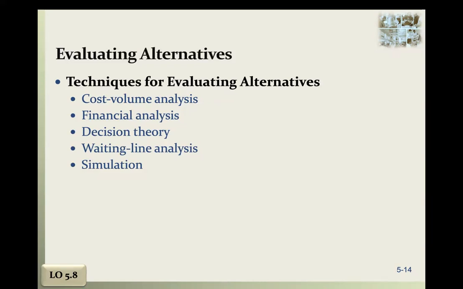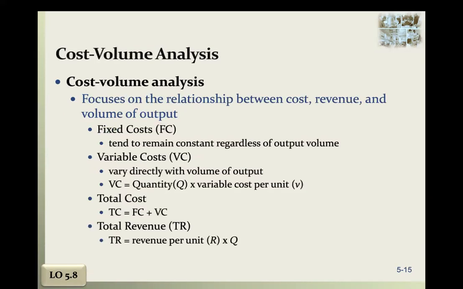So one of the factors is called cost volume analysis. This is the one that we'll be using in problems. And then financial analysis, which means we just compare numbers. We see, okay, if this alternative costs us this much, what is the cost of the other alternative? And then decision theory, waiting line analysis, and simulation. These are the techniques that we'll be discussing later in this chapter.